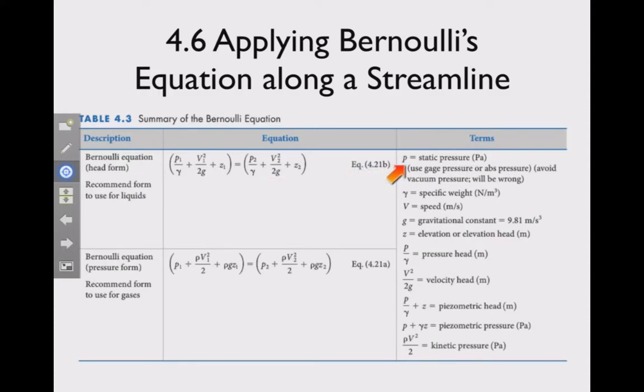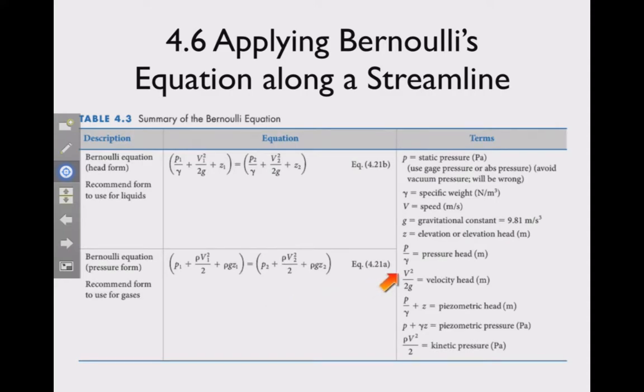As before, we have the static pressure, and then we have gamma, which is the specific weight. V is now the speed of the flow tangential to the streamline, and g and z are just the gravitational constant and the elevation. And if we multiply through by gamma, as we saw before, we have the pressure form of Bernoulli's equation.